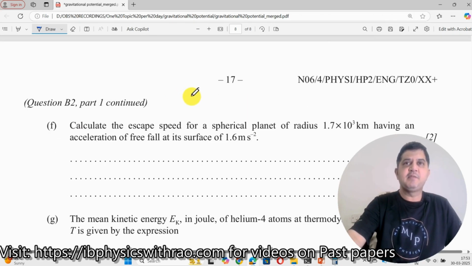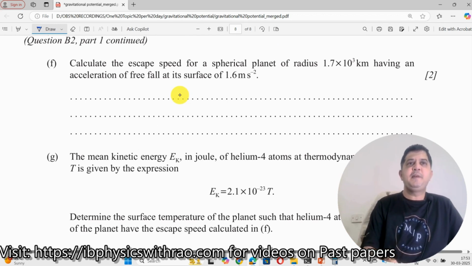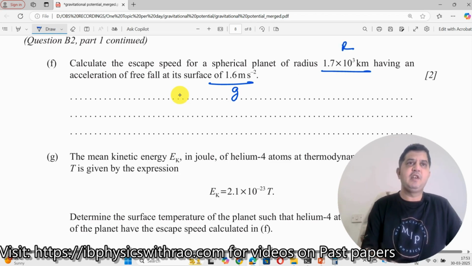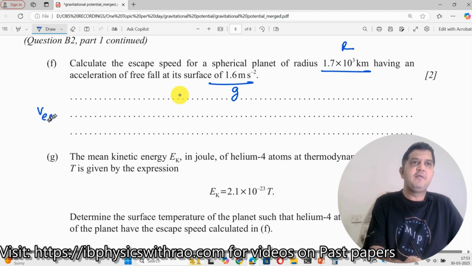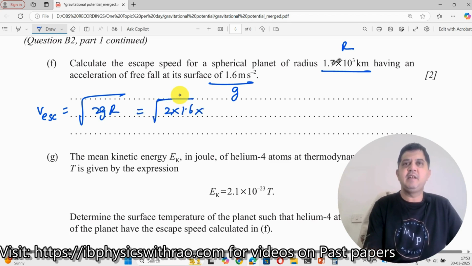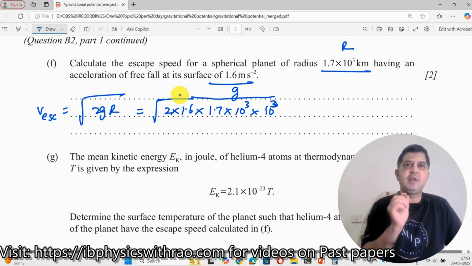Okay, next let us move on to the next one. This question is a bit bigger one anyway. Calculate the escape speed of a spherical planet of radius so much, having an acceleration of free fall at the surface of so much. So g is given to you, radius is given to you. You need to find out the escape speed. V escape is equal to square root of 2gR, which is square root of 2 into 1.6 multiplied by the radius, 1.7 into 10 cube kilometer, convert it to 10 cube. Always remember, in any physics calculation, you should have every parameter converted into SI units.